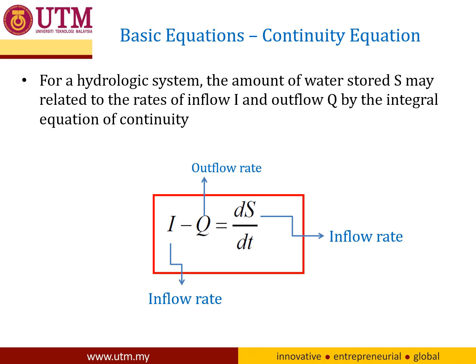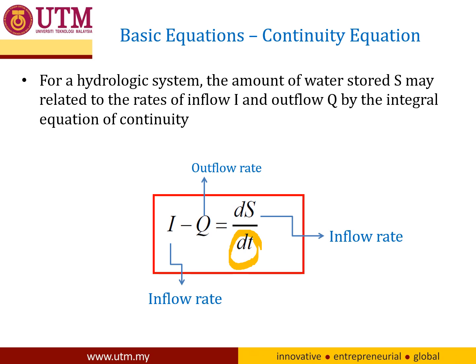Okay, so this is the basic equation we use for reservoir routing. It is the continuity equation. Why do we call it the continuity equation? It's like a time step, at this time and then the next time. So if we look at the continuity formula, there is this dt. So we have a time step.